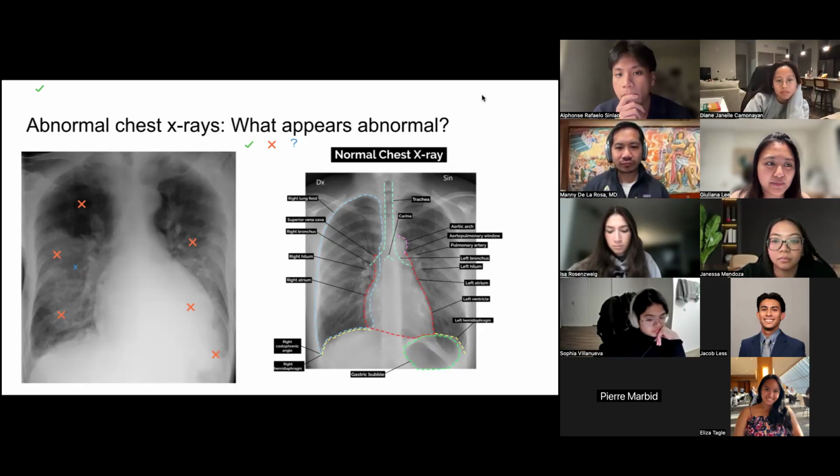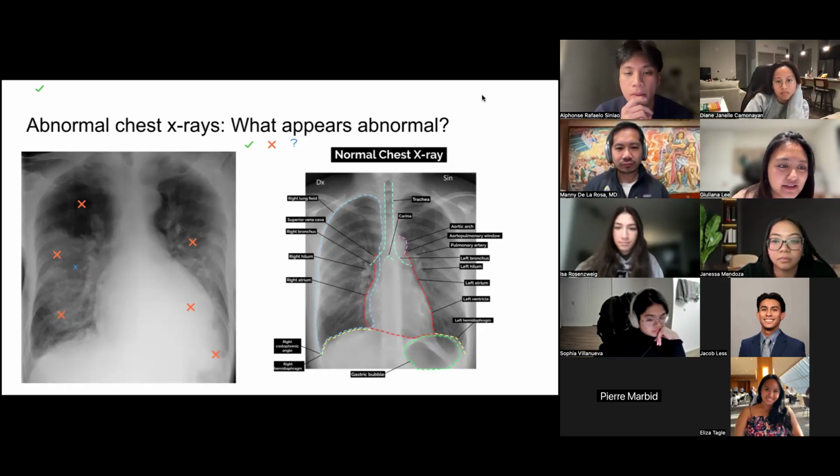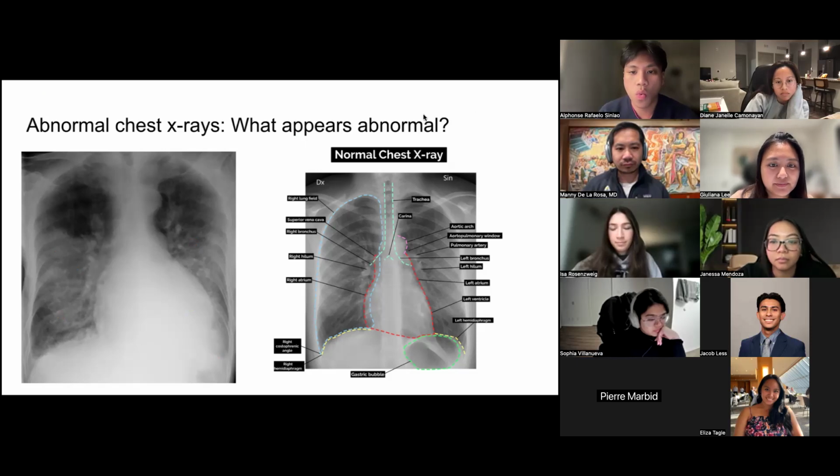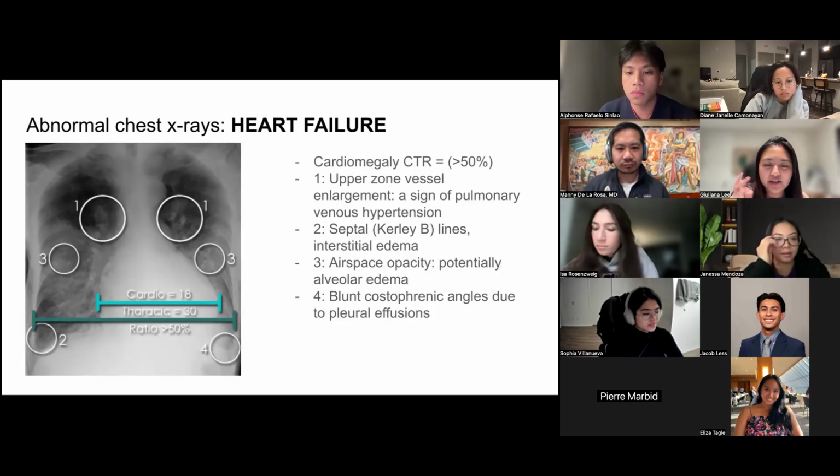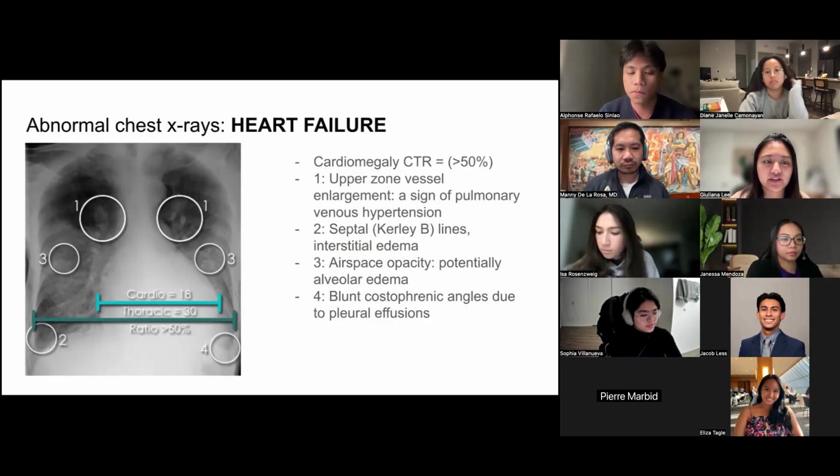Fantastic job. Isa, go ahead to the next slide. Thank you all so much for participating in that. So yes, all of the spots that there were X's, you guys correctly called out areas that look a little bit different from a normal chest X-ray.